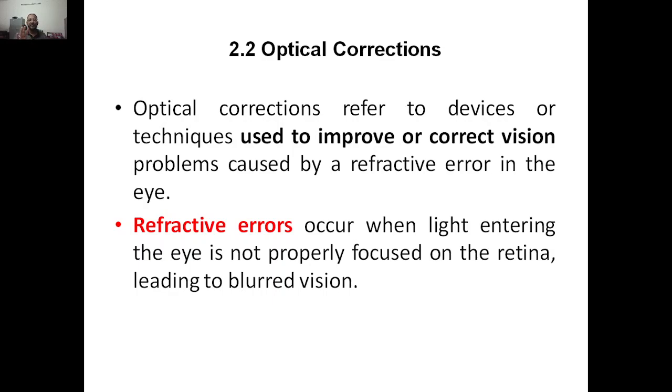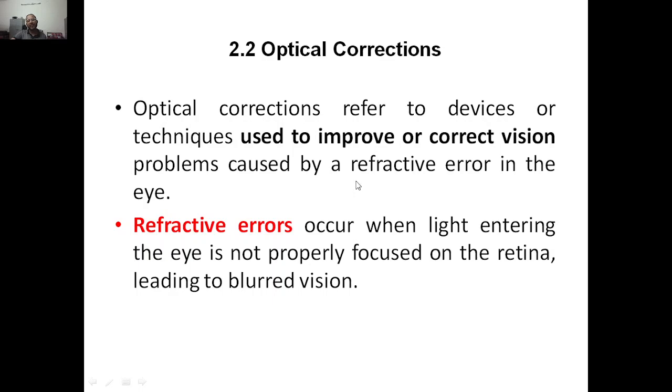So that was about optical correction. Okay, introduction. So let's start the topic. Optical correction refers to the devices or techniques which are used to improve or correct vision problems. If any vision problems are there, optical corrections, devices or techniques can be used to improve or correct the vision problems which are caused by the refractive error in the eye.